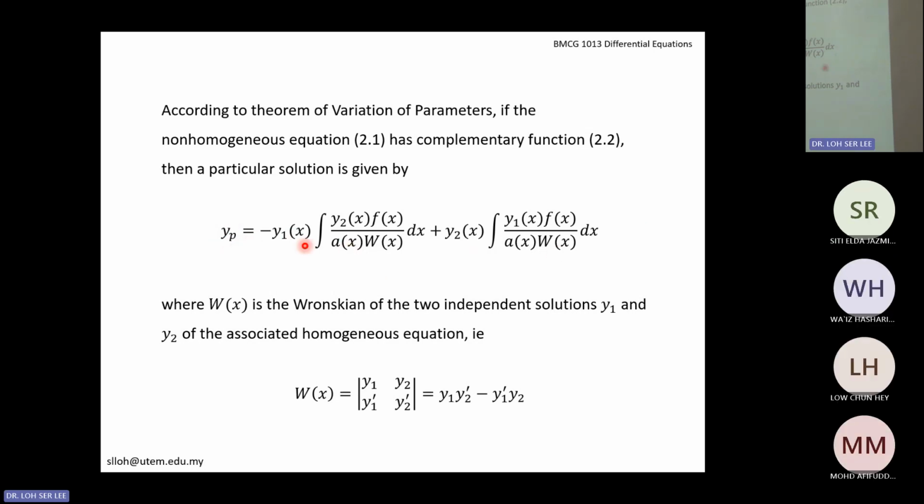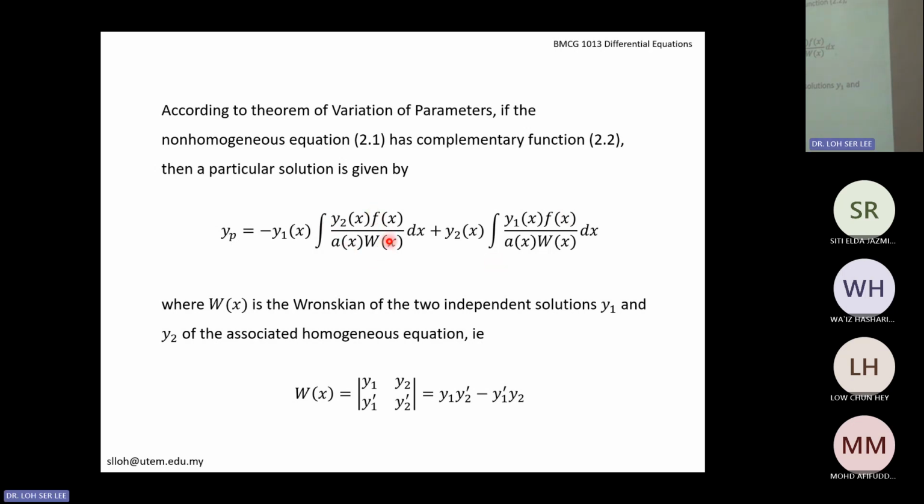So you see the difference between this method and the first method you have learned. In the first method, to get a yp, you look at the f(x), find the general form, differentiate twice, substitute, and then compare both sides for the coefficients to get the constants of the yp. But for variation of parameters, to get a yp, you just substitute all the y1, y2, f(x), a(x), W(x) into the formula and integrate, and you get a yp directly. Everything comes from this integration.